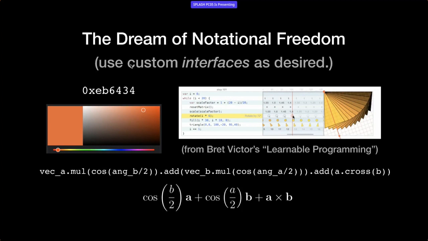A lot of my interest in notational freedom was kindled by Bret Victor's essays, such as this one, Learnable Programming. And in this example, the interface on the right is giving a visualization for the effects of the graphics operations in the code on the left. So it's doing things like changing the coordinate system. It's really nice to just be able to see that instead of having to simulate it and imagine it in your head.